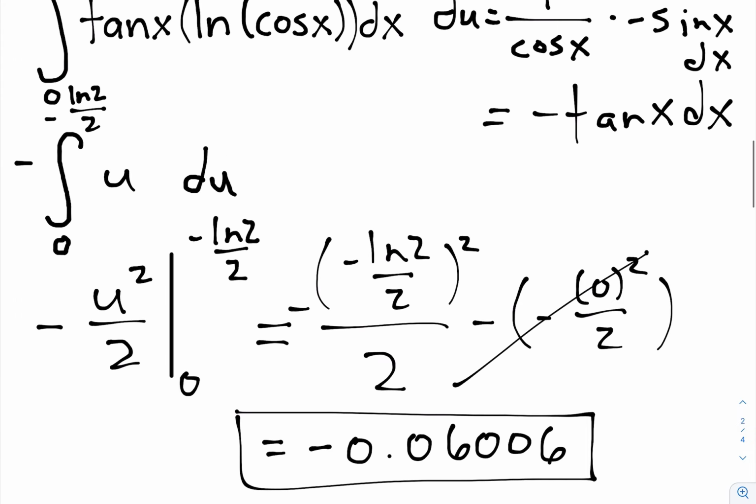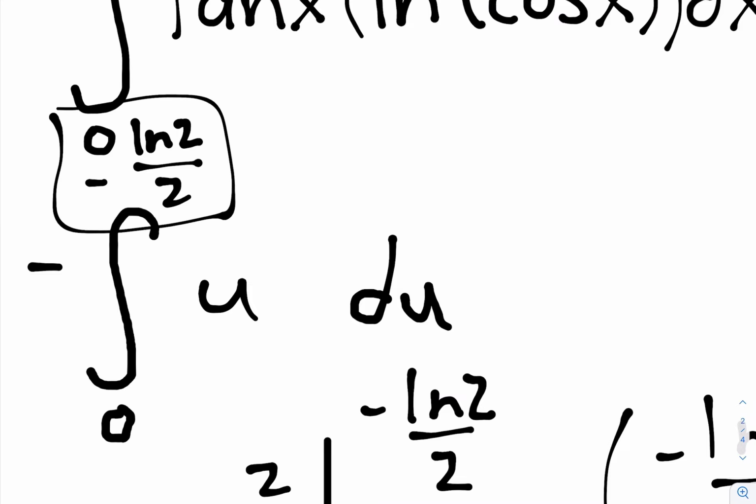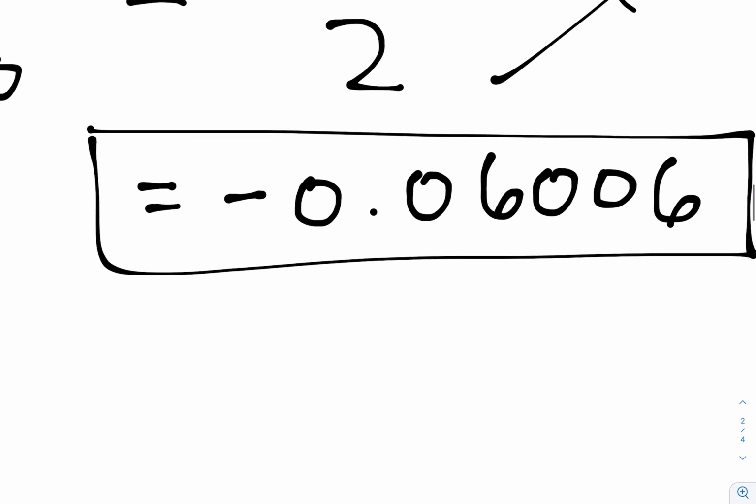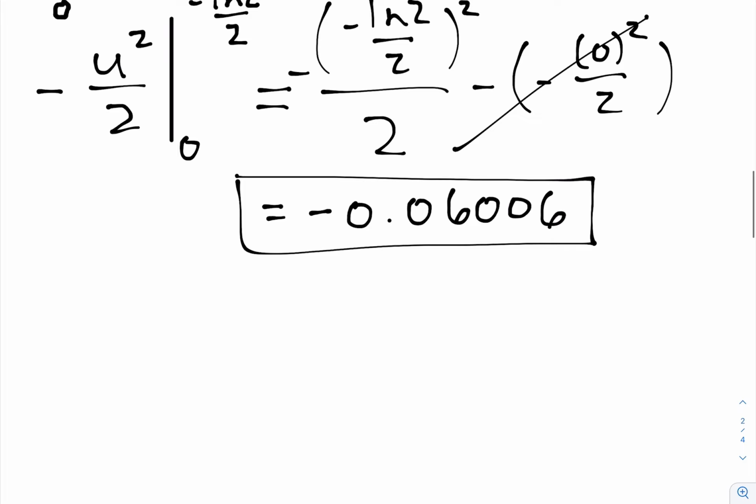It's always good to try and leave your upper bounds like as exact values, like negative ln 2 over 2. If you left it as a decimal, like your final answer, it wouldn't look as nice, wouldn't be as easy to compute.